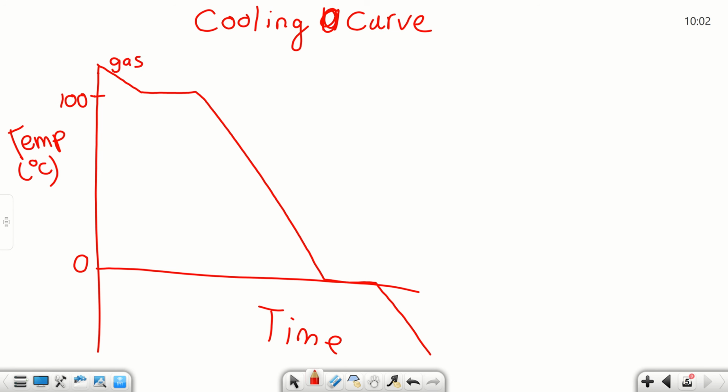This is where gas is. This is where now condensation is. Then we have liquid. Then we have freezing because we're going backwards. And then we got solid. All right? So that's what you might see, a cooling curve, which is just the opposite of a heating curve.